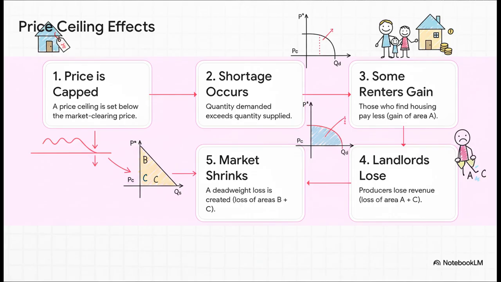Now, some lucky renters definitely win. They get a cheaper apartment. But the landlords lose revenue, so they have less incentive to offer apartments. This means some potential renters lose out completely. They just can't find a place. And that combination of lost value is the deadweight loss. It's the piece of the pie that just vaporized.